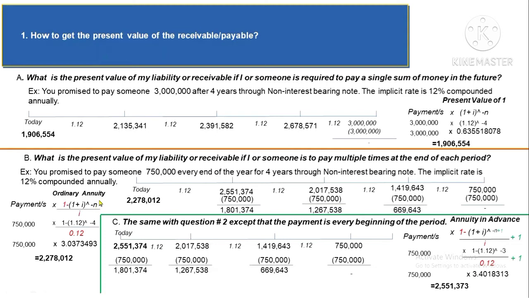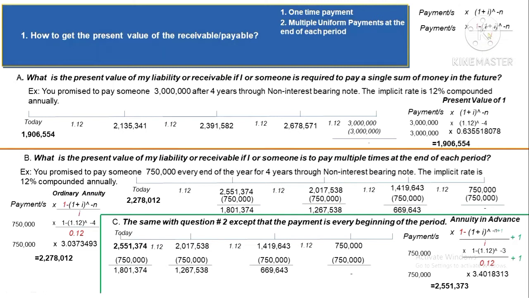Now, let's have the summary. So, to get the present value of your receivable or liability, or to answer the first question, if it involves one-time payment only, you use payments times 1 plus i raised to the power of negative n. This formula is what we call as present value of 1. And if it involves multiple uniform payments at the end of each period, then you use payments times present value of one ordinary annuity, which is 1 minus 1 plus i raised to the power of negative n over i. However, there are two additional elements, the 1 minus and the over i.